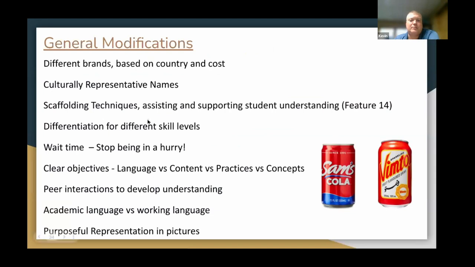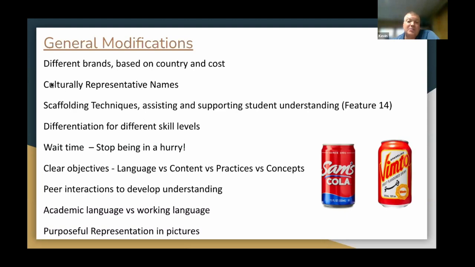Just real quick, real generic stuff to talk about. Think about different brands. Kids love seeing things they recognize. So Vimto here is an Arabic soft drink. The kids lose their minds when they see it present in the classroom. Similarly, think about what your kids are buying. If they're buying the store brand stuff because that's what the family can afford, then maybe they would appreciate seeing Sam's Cola instead of Coca-Cola.